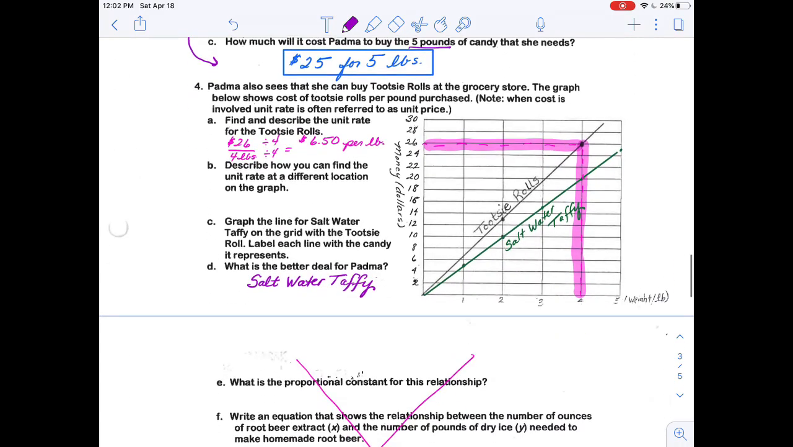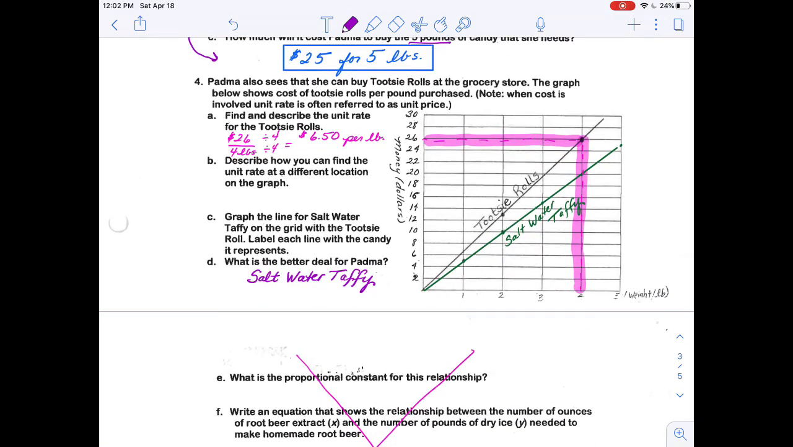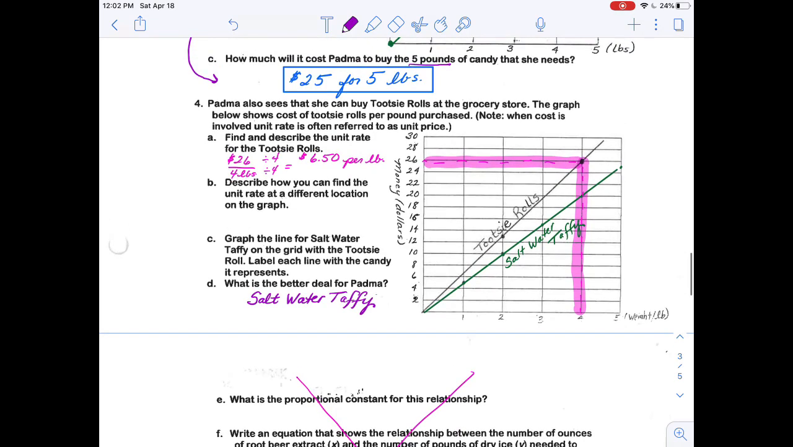You can also use these proportional relationships to compare. So when she sees there's Tootsie Rolls at the store and that saltwater taffy, she can find the unit rate of that Tootsie Roll by taking the $26 over 4 pounds, which is what I got from my information. And I find it's $6.50 per pound. Obviously, that's a little more expensive. So you know the Tootsie Rolls are more expensive than the saltwater taffy.